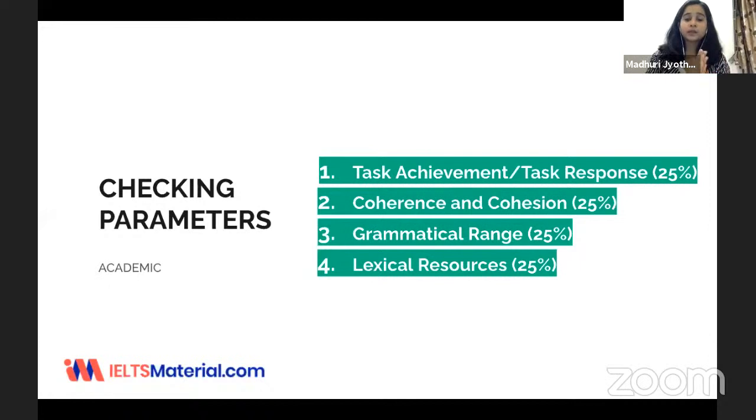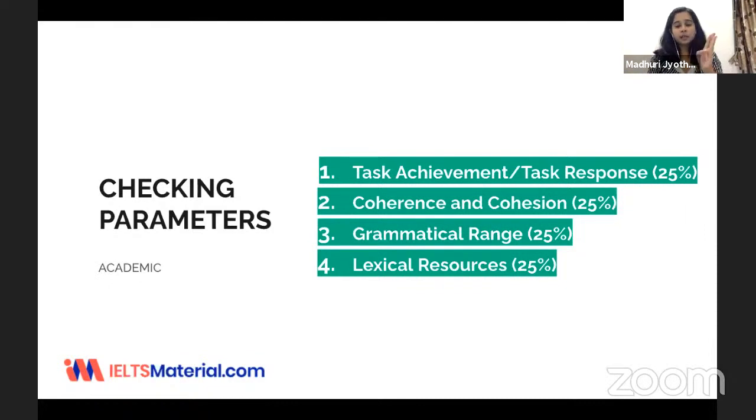The second one is coherence and cohesion. Coherence and cohesion is when you are able to use connectors and linking words in your essay appropriately, within the paragraphs, within your sentences. Don't overuse it, but try to use words like however, first of all, additionally, although, not only, but also. So conjunctions, using connecting words, putting things in order. This is called coherence and cohesion.